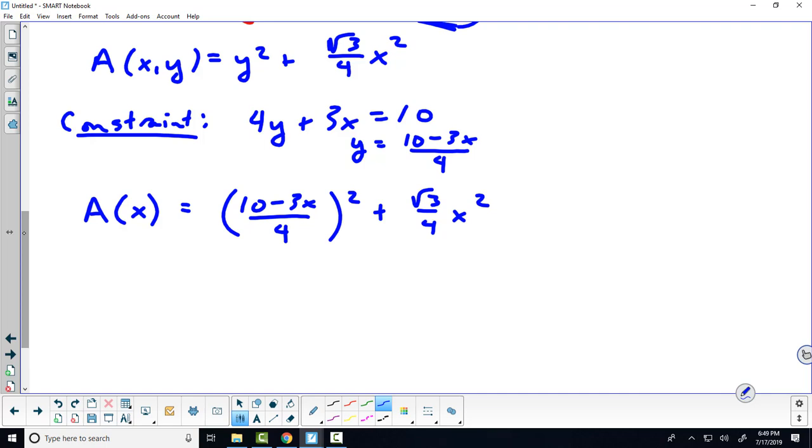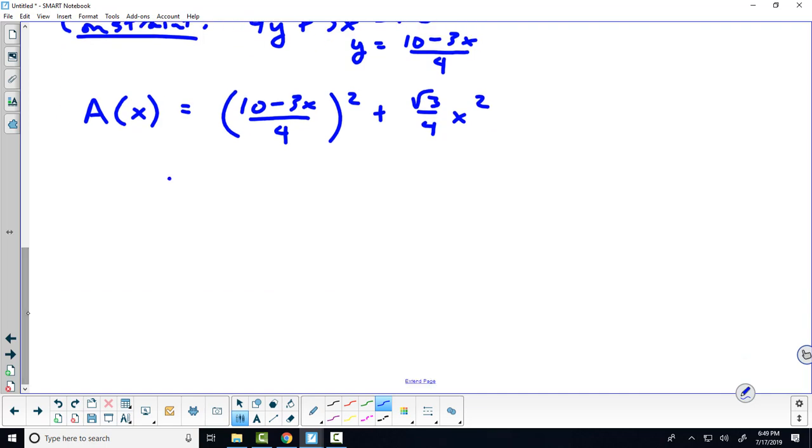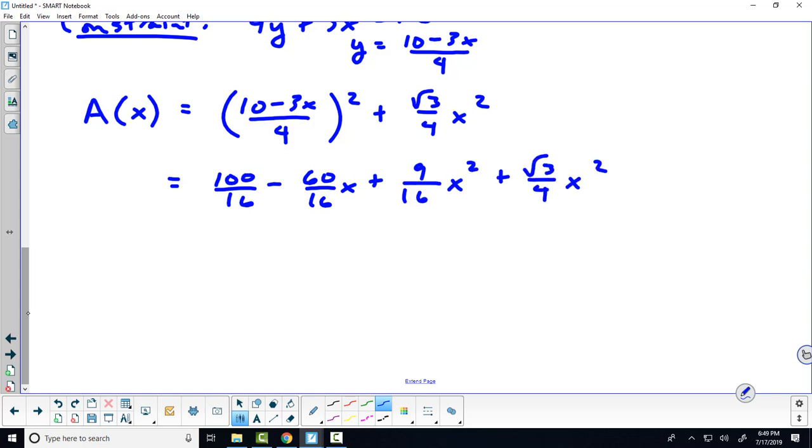I'd like to clean that up. Let's clean it up. Okay, let's see, this gives us 100 over 16 minus 60 over 16 x minus 9x squared over 16. Let's put that x squared out here. That should be plus 9. Plus 9 over 16 x squared plus the square root of 3 over 4 x squared.